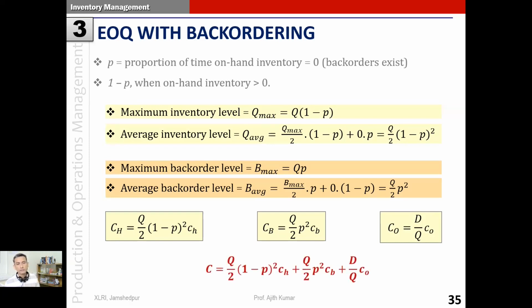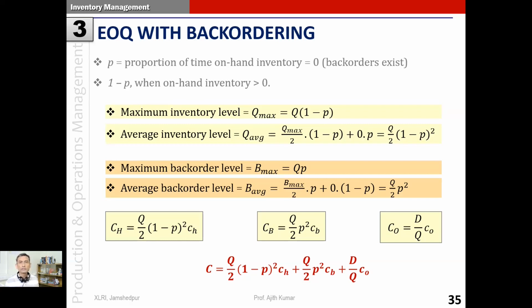So the total cost function looks like this. Capital C equal to Q by 2 into (1 minus P) square into CH plus Q by 2 into P square into CB plus D by Q into CO. Now, if you look at this equation, there are actually two unknowns. We don't know beforehand what the best P should be, the proportion of time that backordering happens. We don't make an assumption regarding that. We allow the mathematics to tell us what the best P should be, just like we are looking for the best Q. So in this equation, both Q and P are unknowns for us.